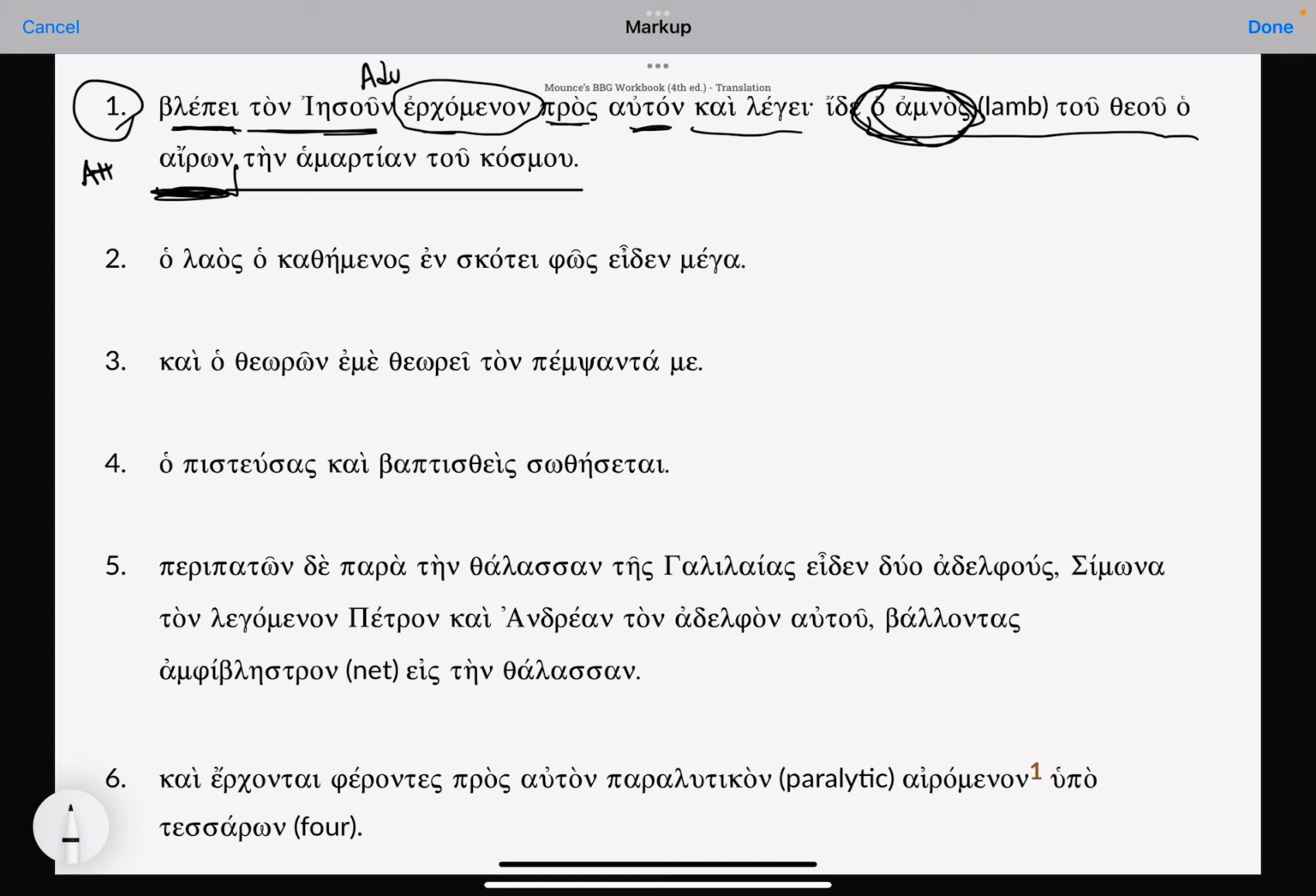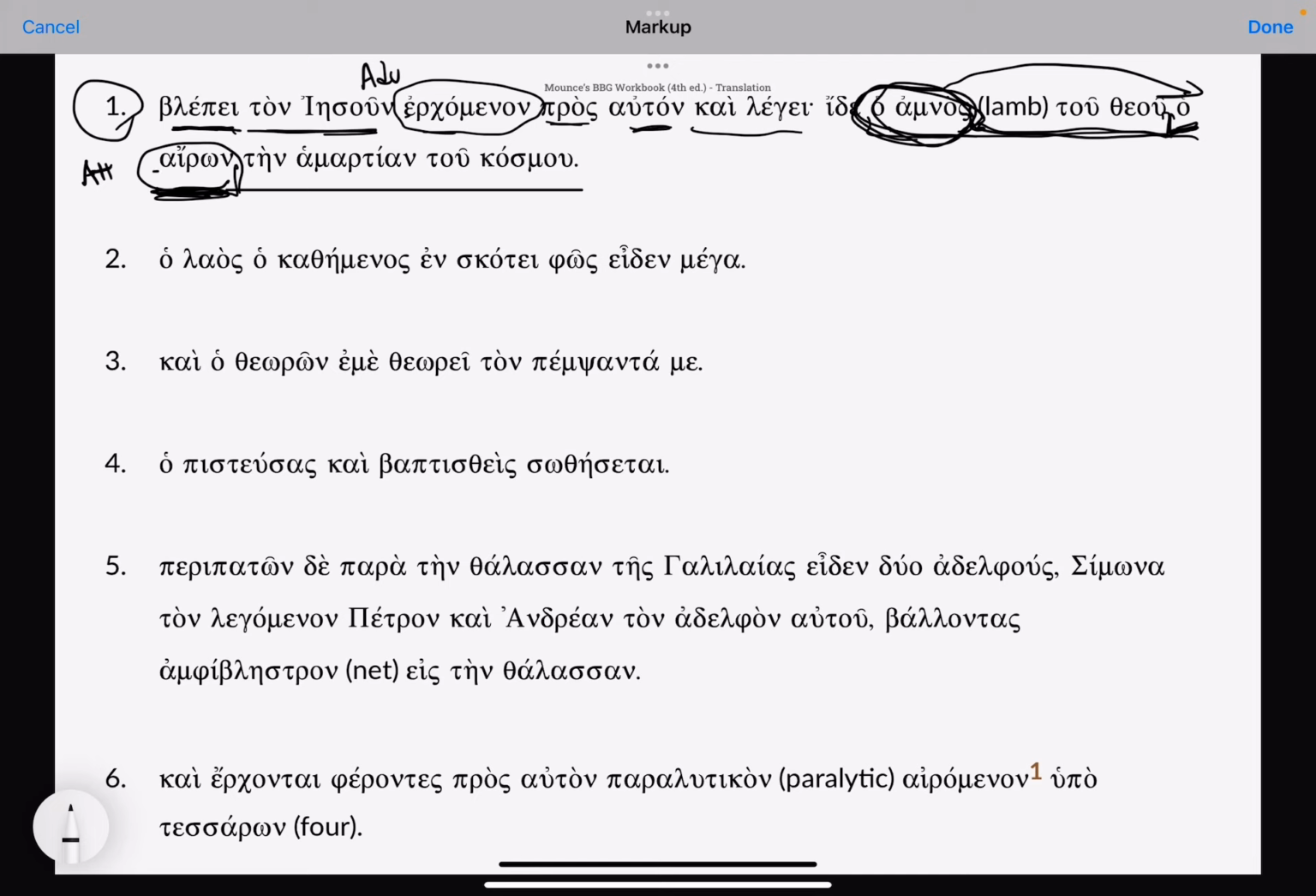So airon here is a participle that is articular, and it is modifying ho amnos, and it's in an attributive position, even though it has these prepositional phrases in between. So that's the first thing. So we have an adverbial participle up here, and we have an attributive participle here.